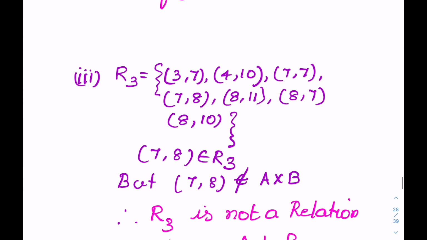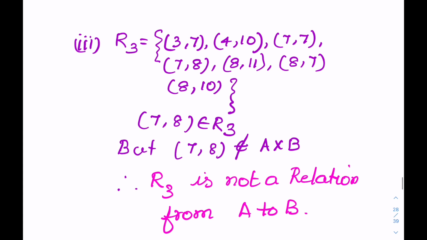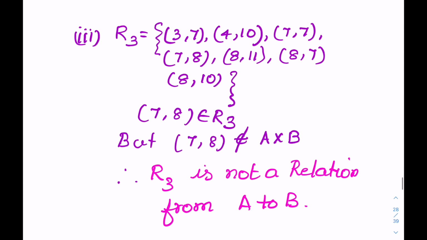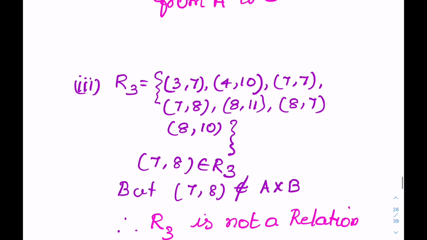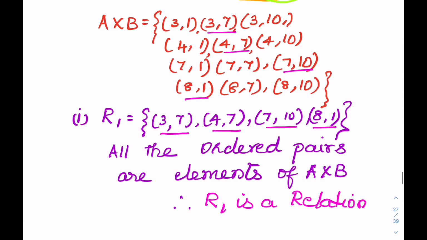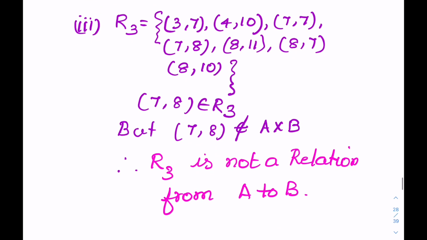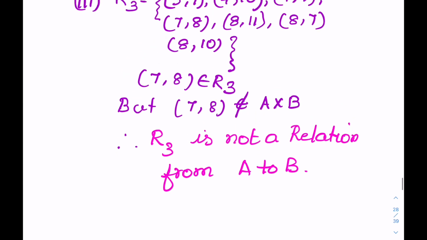Now let us go to the third subdivision. R3 is a set with ordered pairs (3, 7), (4, 10), (7, 7), (7, 8), (8, 11), (8, 7), (8, 10). Now let us go and check it with our A cross B. We see that all the ordered pairs except (7, 8) are present in A cross B. That is, (7, 8) is not an element of A cross B, but it is an element of R3. Therefore, R3 is not a relation from A to B.